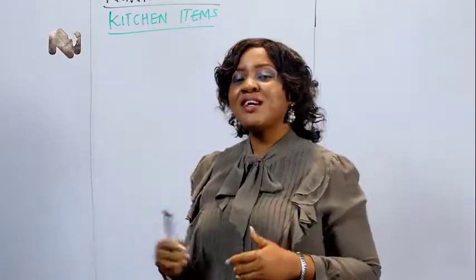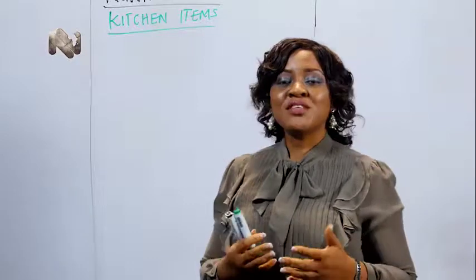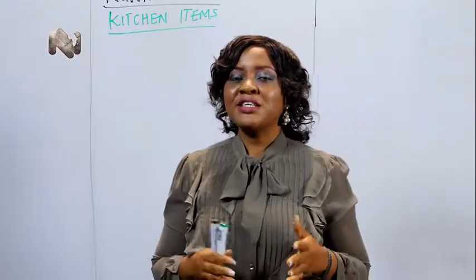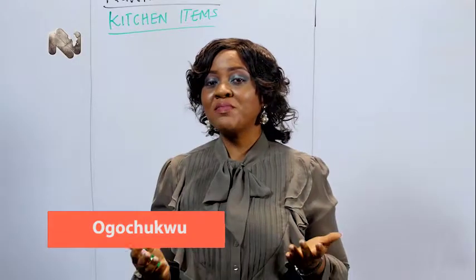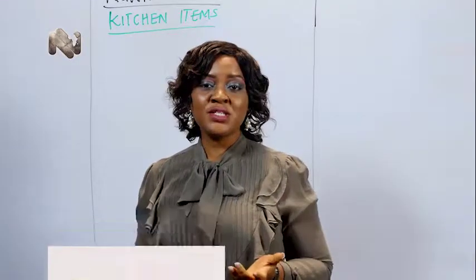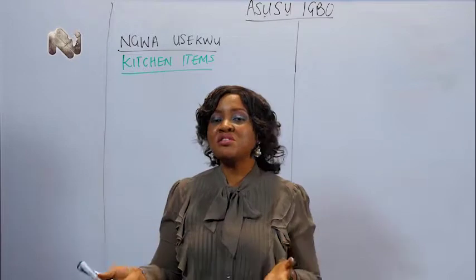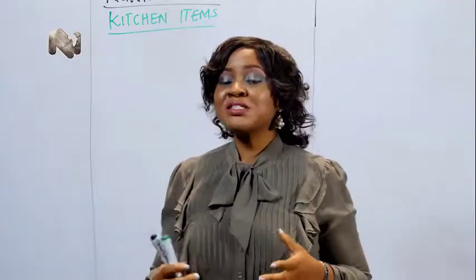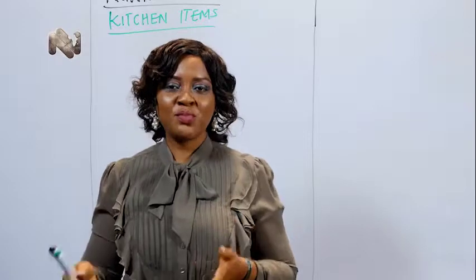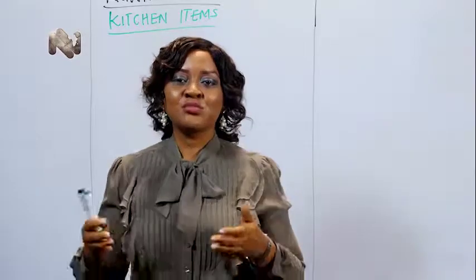Welcome back. Having looked at household items, we are going to take a look at kitchen items. We all know kitchen items like pots, plates, spoon, baskets, or we call dish drainer, and so many other things. We're going to be looking at them now. What is pot in Igbo? Pot, ite. Ite, pot.